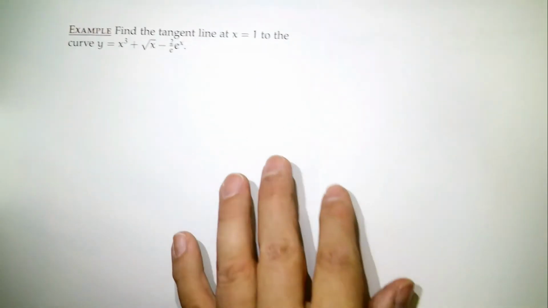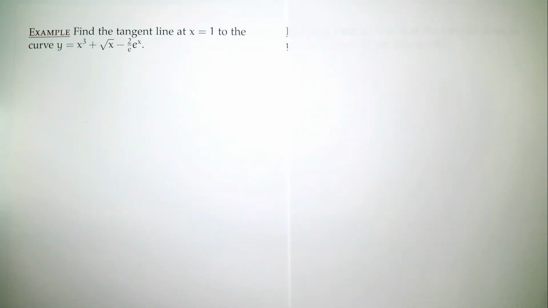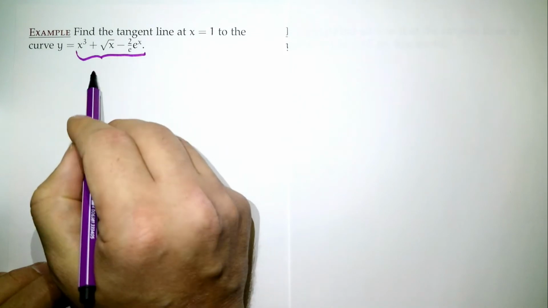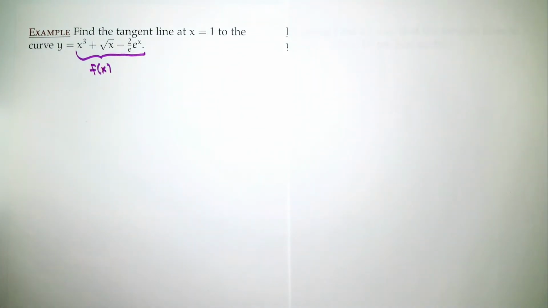So, find the tangent line at x equals 1 to the curve y equals x cubed plus square root of x minus 2 over e times e to the x. So this function here, this is our f of x. That's how we should think of it. All right, so if we're looking for the tangent line, what pieces of information do we need? Slope and also a point.